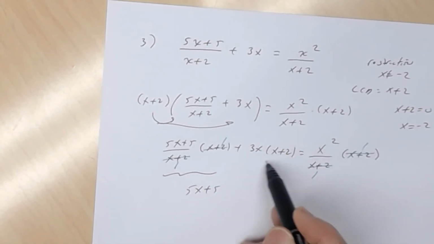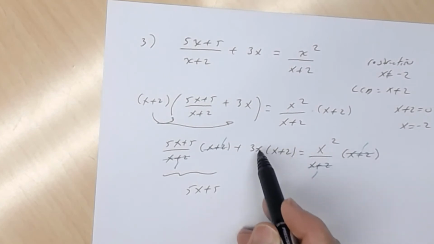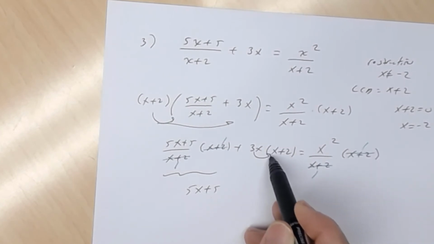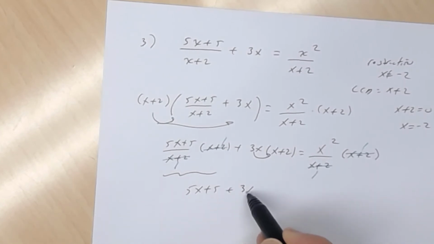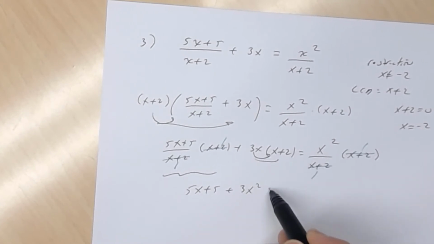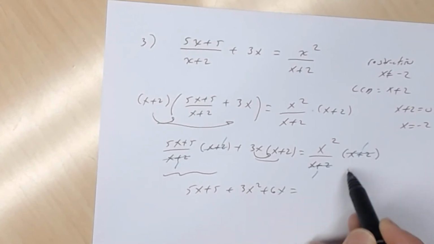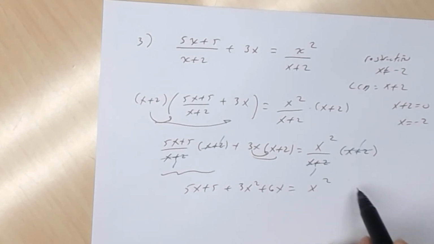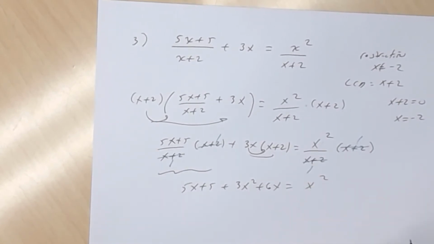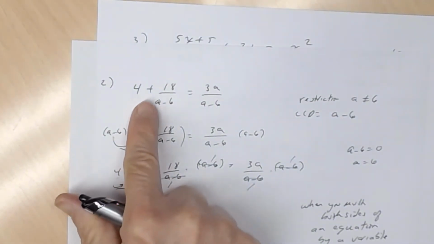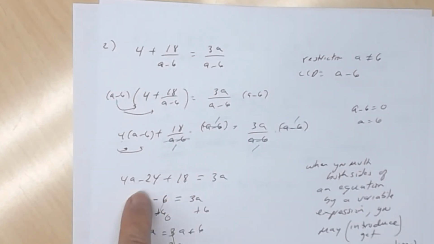Okay, now over here, how do you think you get rid of these parentheses right here? Distribute, right? 3x times x is 3x squared. 3x times 2 is 6x. Equal, and that's just x squared, because x squared times 1 is x squared. All right, now notice in number 1, I went from a rational equation to what kind of equation?